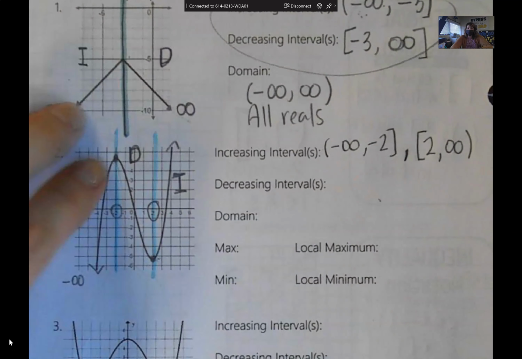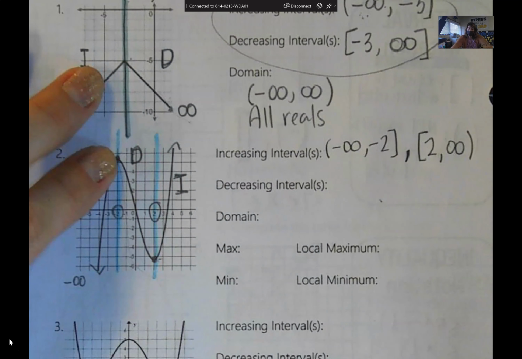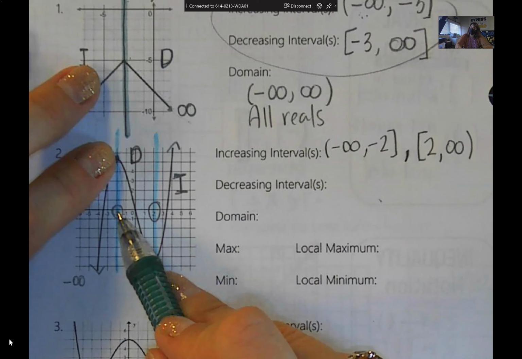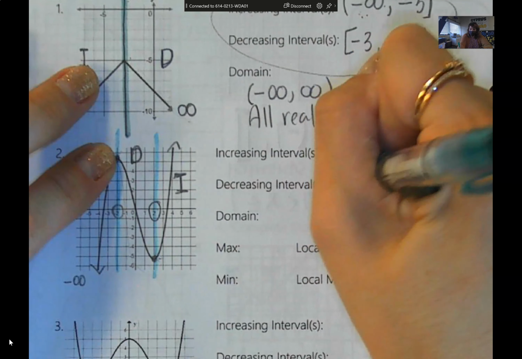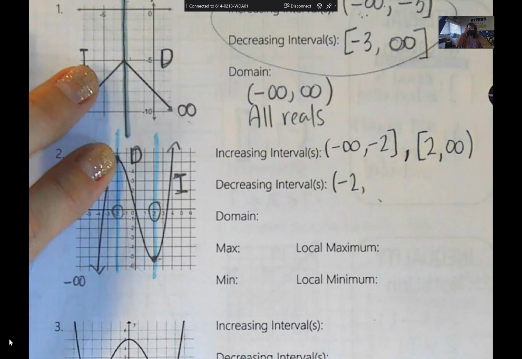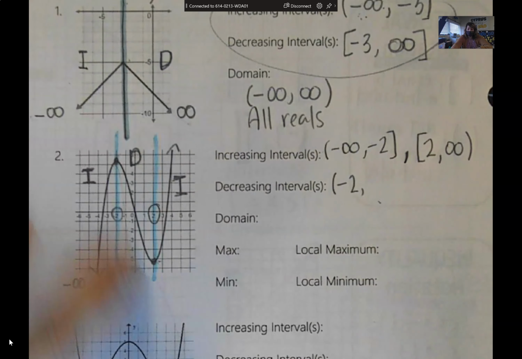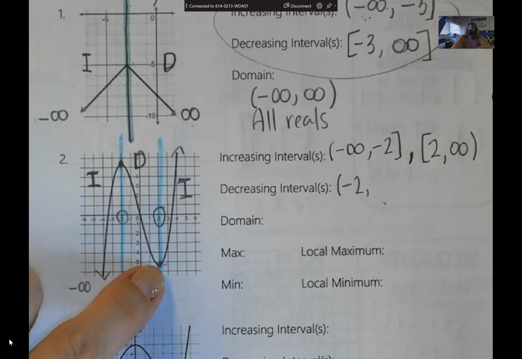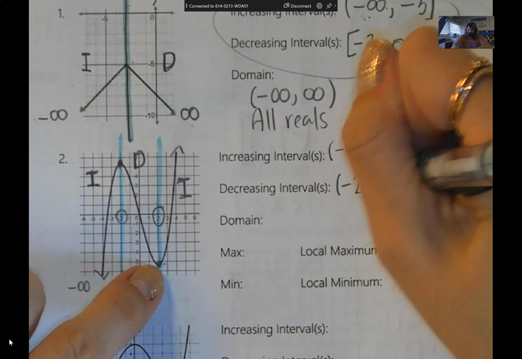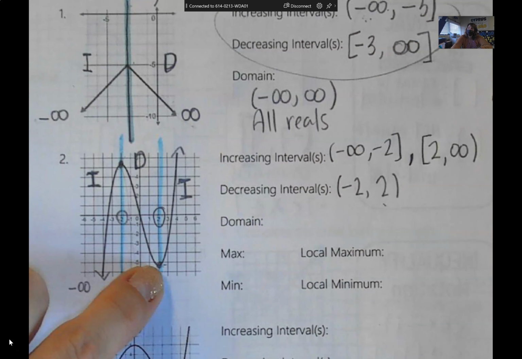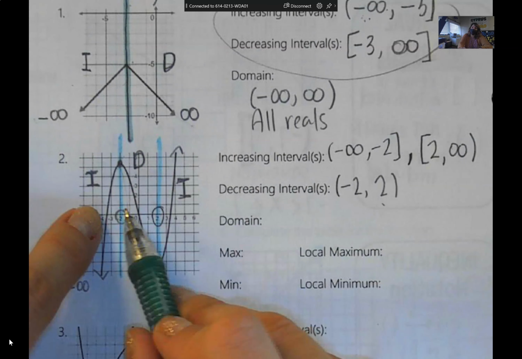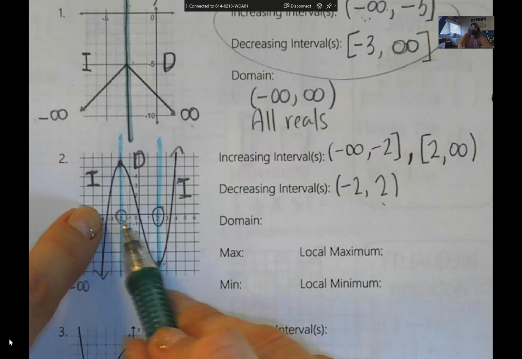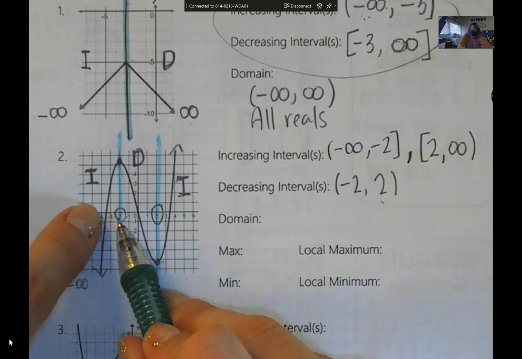So now we just do our middle one. Here's where you start decreasing at this turning point. So that's negative 2. And it decreases all the way to positive 2. And remember, that's what's happening on the x. We know that y is decreasing. Where on the x is that happening? From negative 2 to 2.